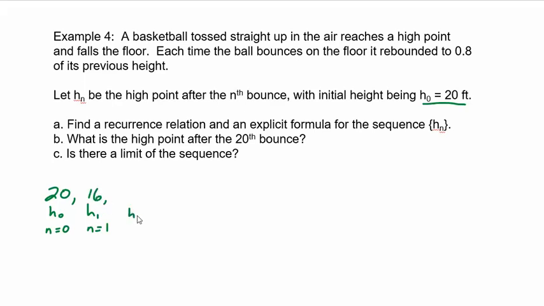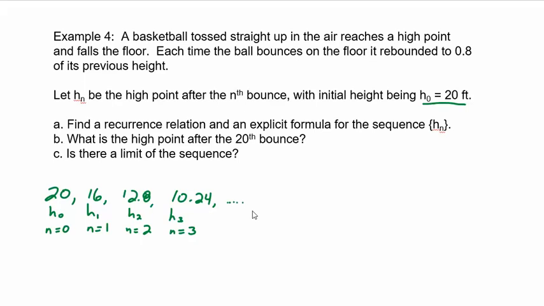All right, then h2 is the height after the second bounce when n equals 2. So we need to take 16 times 0.8, which is 12.8. Let's see, how many of these do we need to do? Let's do one more. So h3, when n equals 3, we'll take 12.8 times 0.8, and we get 10.24. And that would be the height after the third bounce.